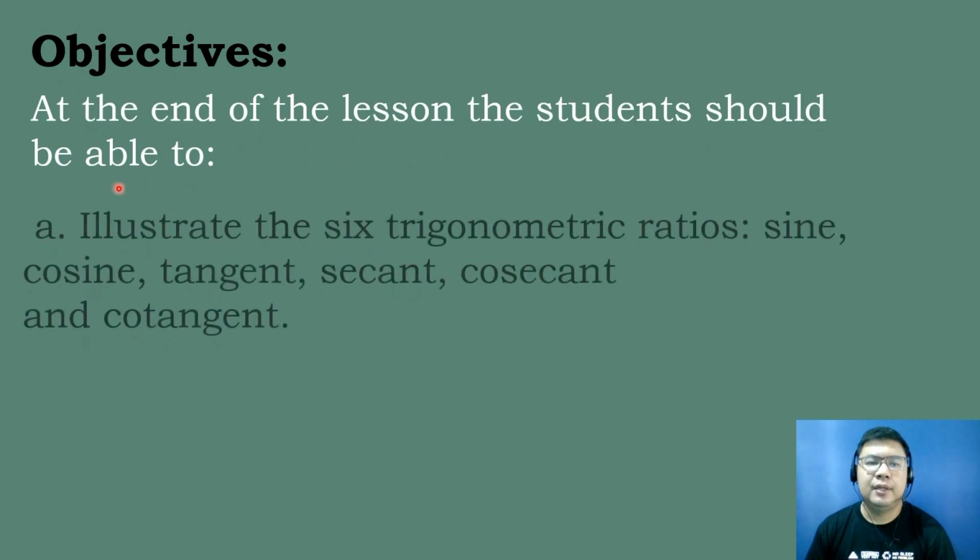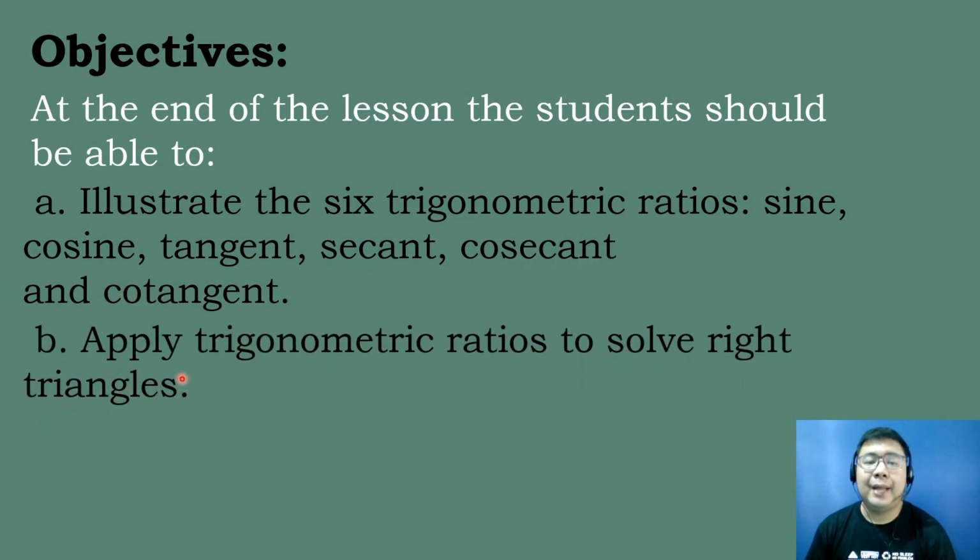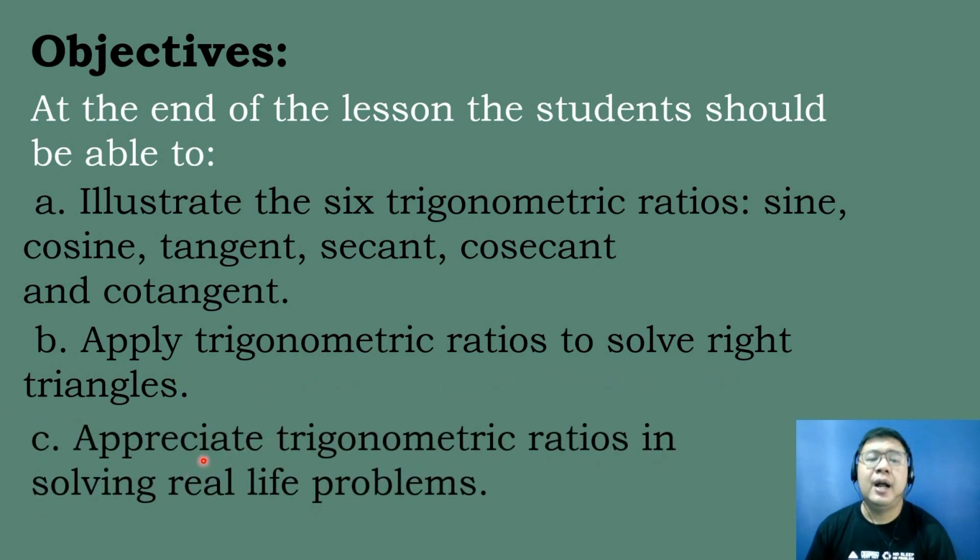These are the following objectives we need to attain for today's topic. Letter A. Illustrate the 6 trigonometric ratios, the sine, cosine, tangent, secant, cosecant, and cotangent. Letter B. Apply the trigonometric ratios to solve the right triangles. And letter C. Appreciate trigonometric ratios in solving real-life problems.